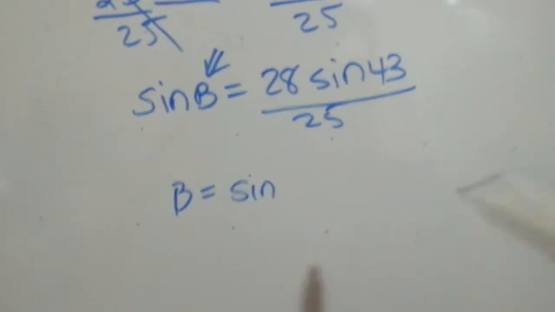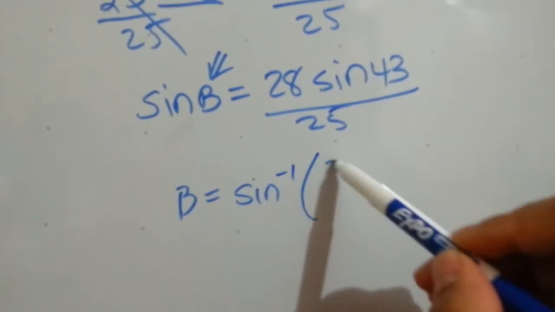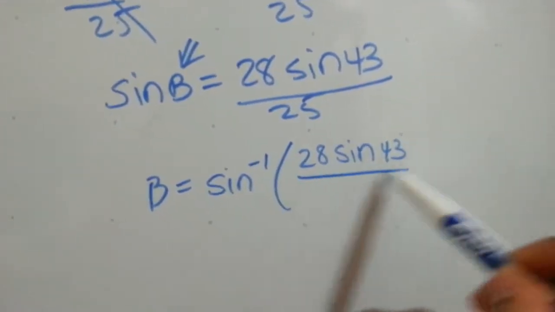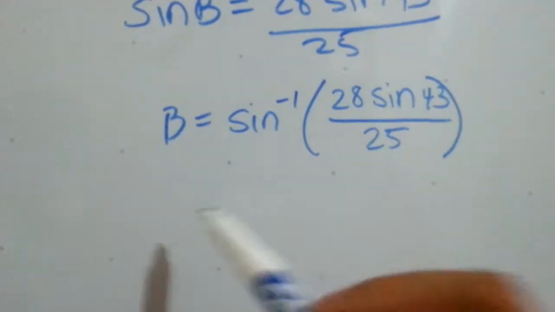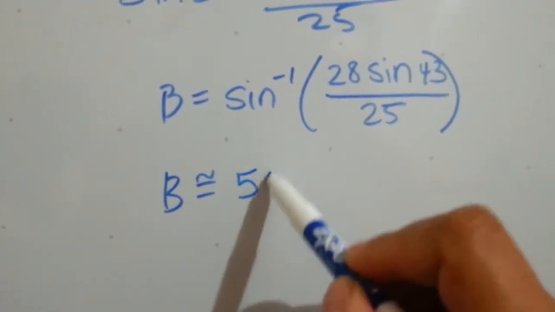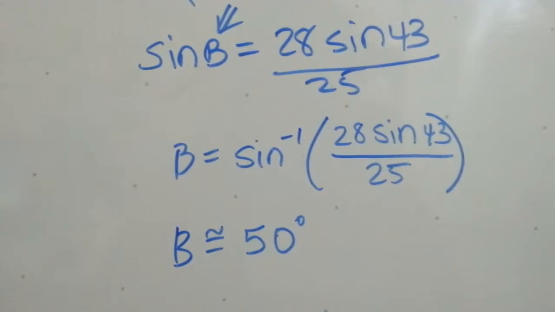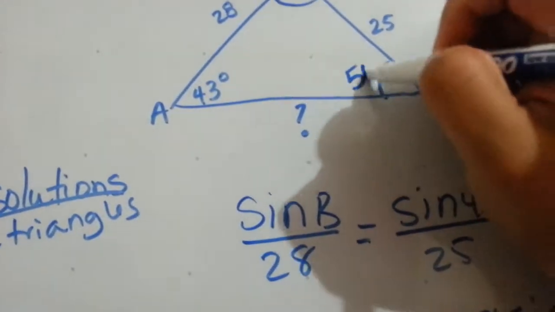Anytime you're solving for an angle, you're going to be doing inverse sine. You're going to get an angle around 50 degrees. And I say around, I mean, you should really round it to 1 decimal place, but I'm going to just go ahead and use 50 degrees. So that was angle B. So angle B is 50 degrees.